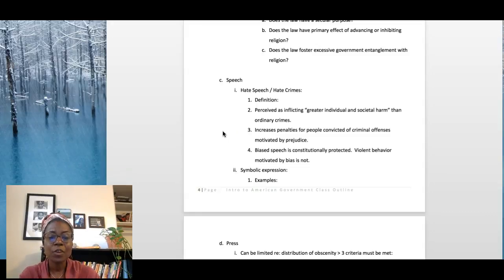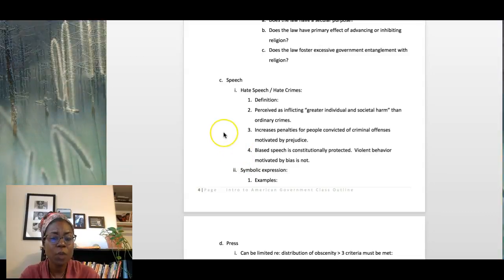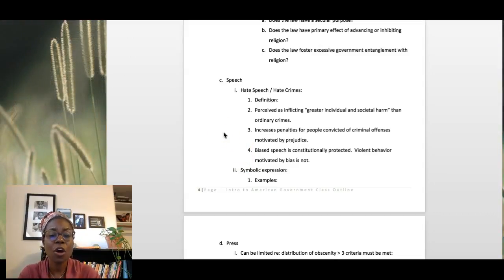because the courts feel that when individuals commit crimes, it's bad enough. But when they commit crimes that are motivated by these kinds of bias, they inflict greater individual and societal harm than just a regular crime. So that's the reason why they have ruled that it's all right for the states and the federal government to increase the penalties for these types of crimes. It's also important to note that biased speech is constitutionally protected, as we talked about with Westboro Baptist Church, for example, but violent behavior motivated by bias is not.